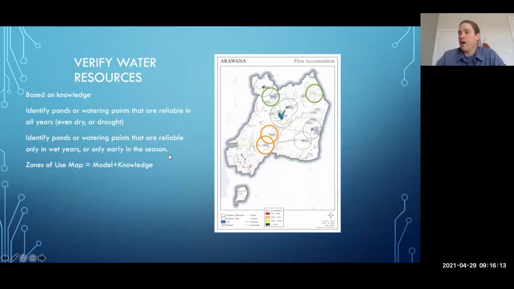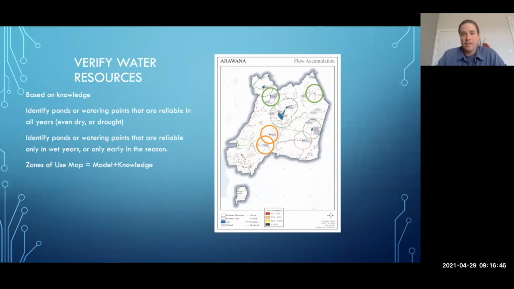So we would verify our buffer and our water resources by identifying, based on our knowledge, ponds or watering points that are reliable. So we create this overall zones of use map not just with the model, but also by including the local knowledge, this flow accumulation, and assessments of whether we have closed or open basin ponds.